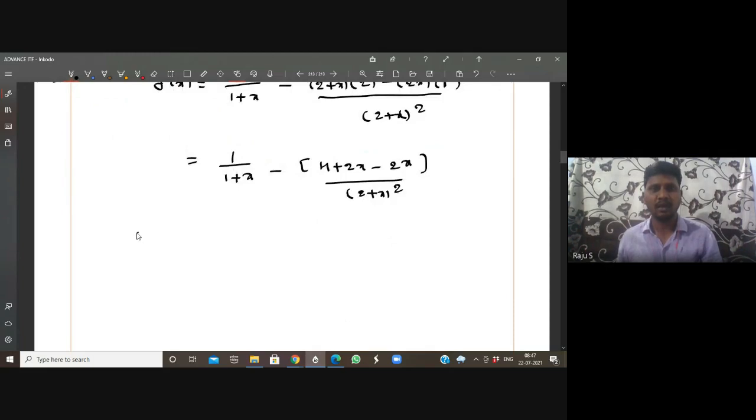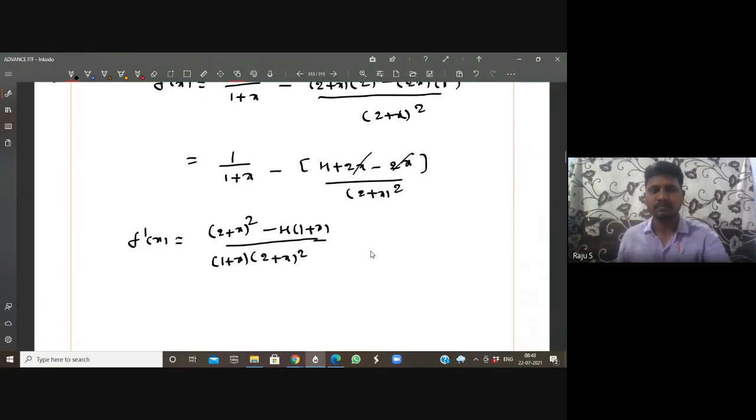So finally, what is the f dash of x value? The 2x gets cancelled. Then 2 plus x the whole square. You can take the LCM, 1 plus x here. 2 plus x becomes 2 plus x the whole square, minus 4 times 1 plus x. Like that we will get.